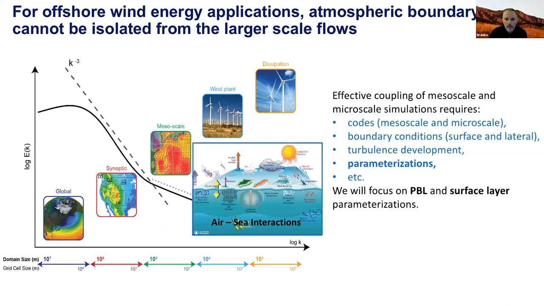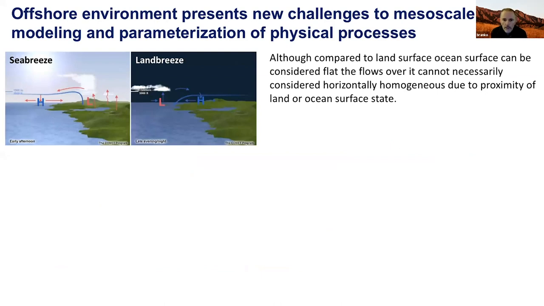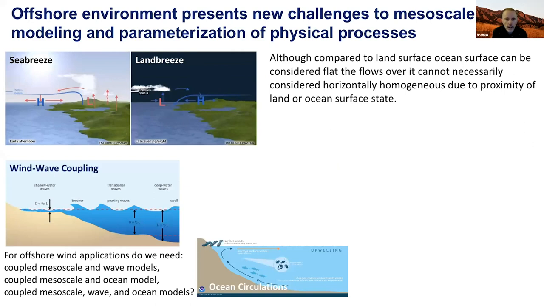And here, in addition to all this transfer in the atmosphere, we also have to account for the ocean effects, the effects of waves and ocean circulations. So when we talk about the offshore environment, while it can be considered more homogeneous, we have to be careful because we have effects of the land and sea interface, sea breezes, land breezes. While development of wind plants can be far offshore, the effects of sea and land breezes still have to be captured accurately in mesoscale simulations in order to get even the further offshore wind flow correctly. We have to account for wind and wave coupling, and that also depends on the ocean depth. And the question there is also whether we have to couple mesoscale models with wave models, with ocean models, or with both, unlikely with both.